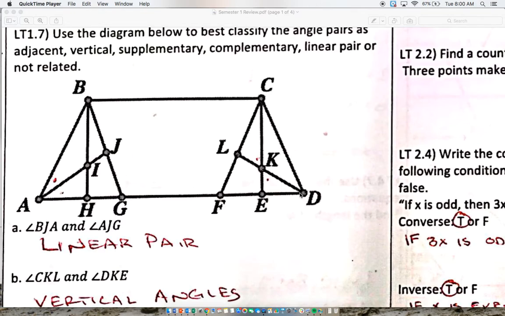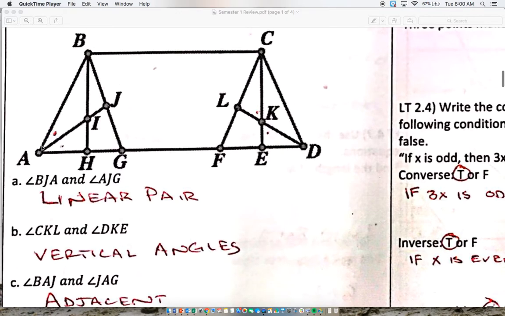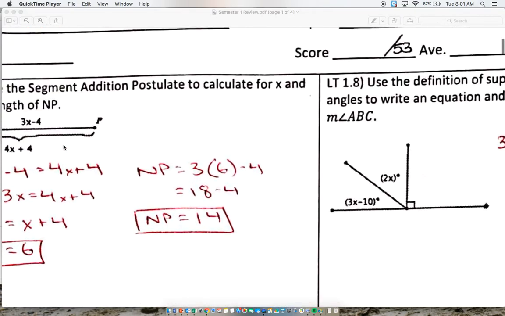Then angle CKL and DKE, those would be these two angles right here. You can see we make two straight lines. They cross, and these two are opposite of each other, so those are vertical angles. And then BAJ would be this one right here, and JAG. Well, these are adjacent. They're two angles right next to each other, but they don't make 90 degrees, so they're not complementary. They don't make 180 degrees, so they're not a linear pair. So they're just adjacent.